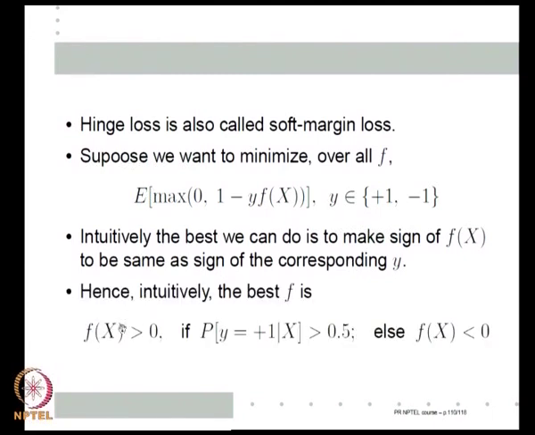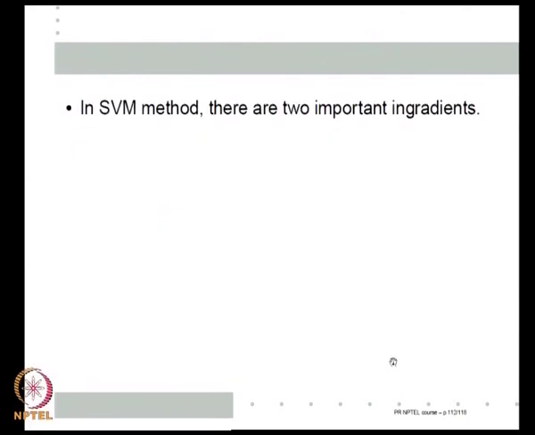Essentially, what it means is that the best f is such that if the probability that y is equal to plus 1 is greater than 0.5 given a particular x, then for that x, f(x) should be greater than 0, and vice versa. So, this is a very nice classifier, right. This is essentially the Bayes optimal classifier. If the positive probability is greater than 0.5, I go for that class, right. So, essentially minimizing expectation under hinge loss also gives us, just like under 0-1 loss, a fairly good classifier. Okay. That is one other way of looking at why SVMs perform better.